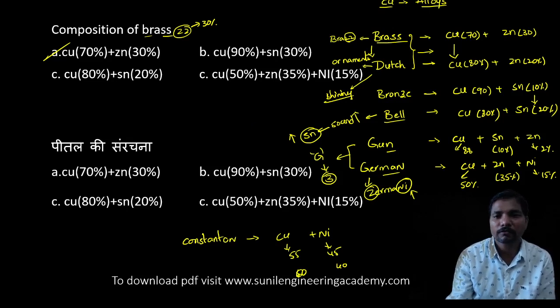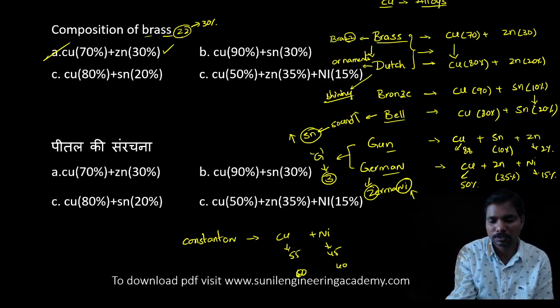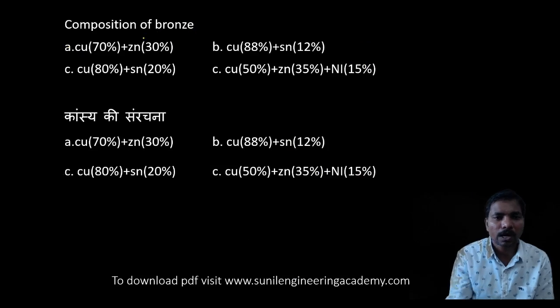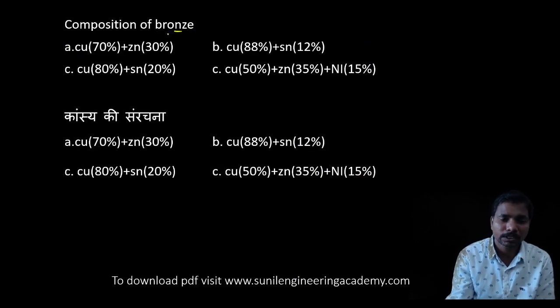Brass is a mixture of copper plus zinc only. Only one option is there, so directly go with that option. Bronze. In bronze, tin is there. So we can eliminate this option and this option.